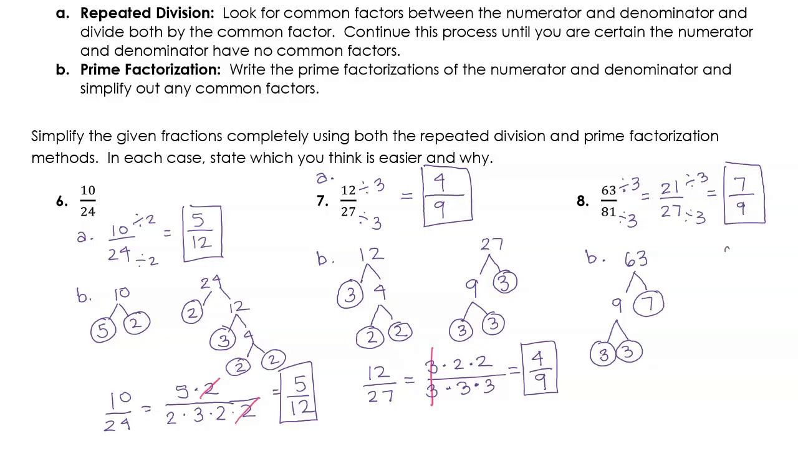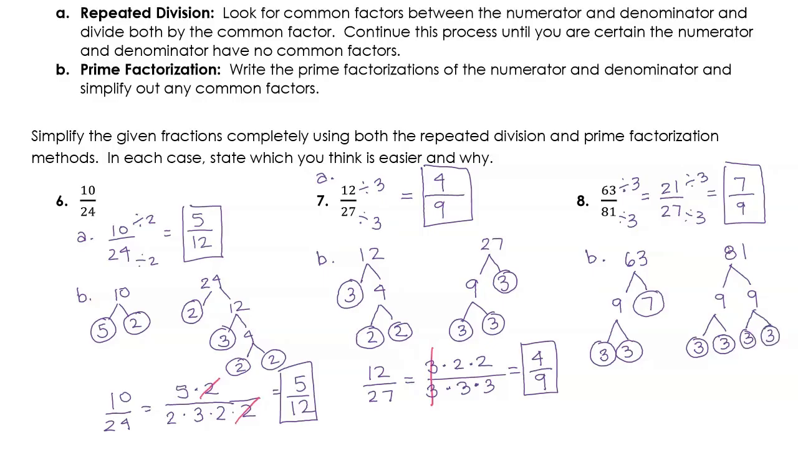Now I need to find the prime factorization of 81. When I think of 81, I think of 9 times 9. Neither one of these is a prime number, so I'm going to keep going. The factors that multiply together to get 9 are going to be 3 and 3. Both of those are prime numbers, so I'm going to circle them. I'm going to do that again for the second 9.